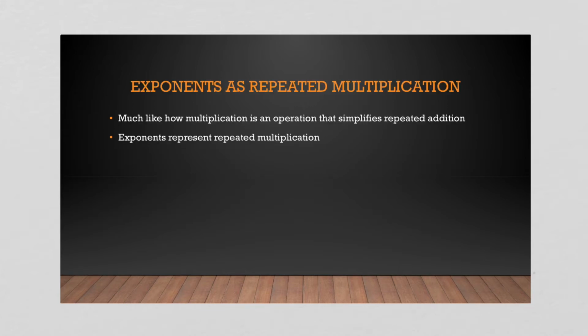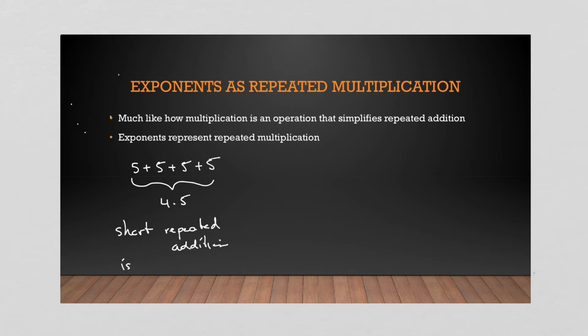Exponents are repeated multiplication. So when we first started learning addition, we would go 5 plus 5 plus 5, but there had to be a shortcut to that, and it turned out there was. That means 4 times 5. So it turns out that the short version of repeated addition is multiplication. Instead of just adding over and over and over again, we multiply. Well, what happens if we multiply over and over again? That is what exponents give us. They give us a shorthand of repeated multiplication.